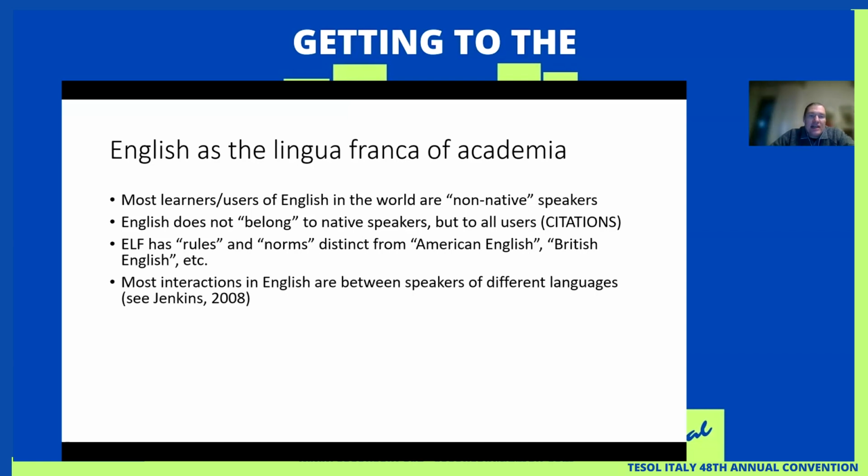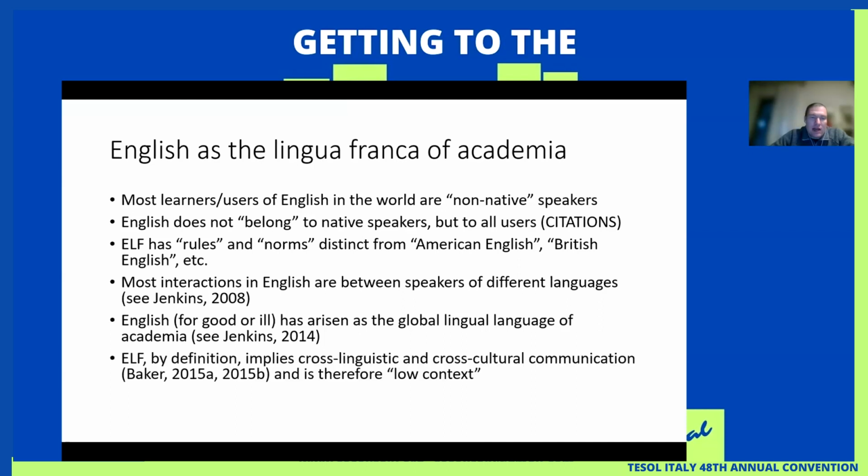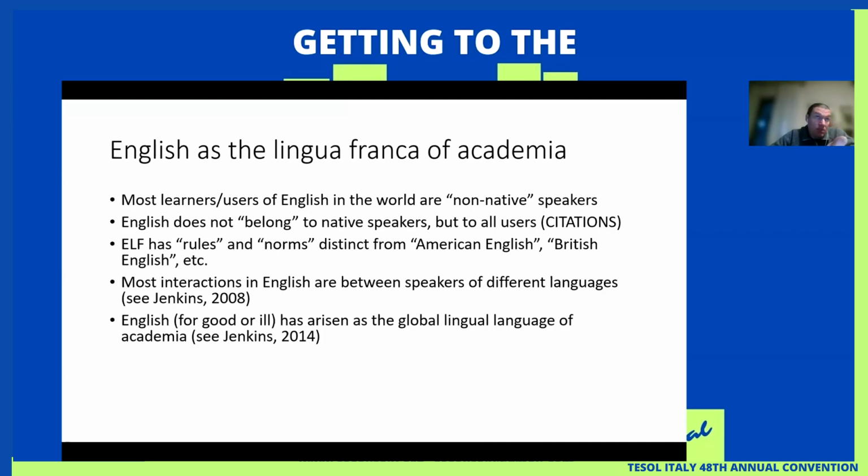Most interactions in English are between speakers of different languages. So most interactions don't even involve these so-called native speakers. They involve speakers of other languages who are using English properly as a lingua franca to communicate with one another. And English, for good or ill, has arisen as the global lingua franca of academia, whether we like that or not. And of course, that's because it enables communication. It's become part of world heritage as opposed to belonging to any nationality.